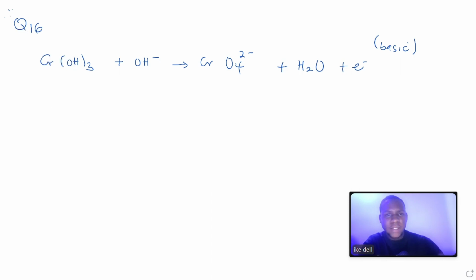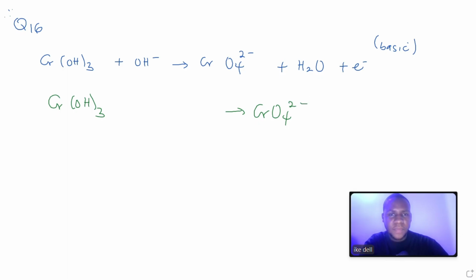Hello, so let's balance this equation in basic medium. Now you realize that back in question 14, we did something that looks like this, but it was in an acidic medium. So let's try this out in basic medium. The first thing I want to do is to write out the main players here. So that's this and this. Okay, those are the main players.